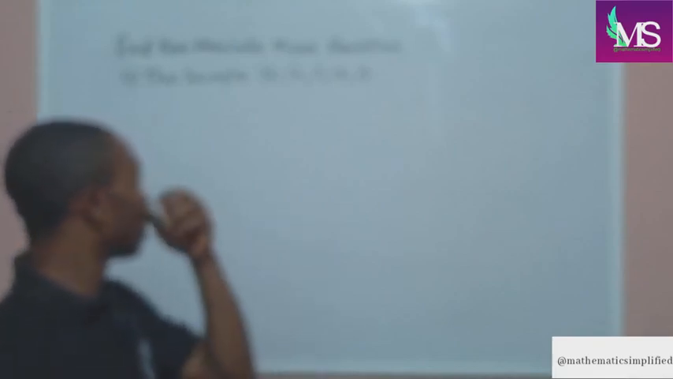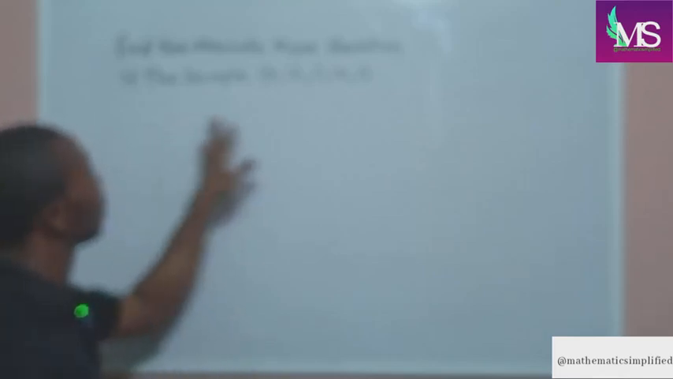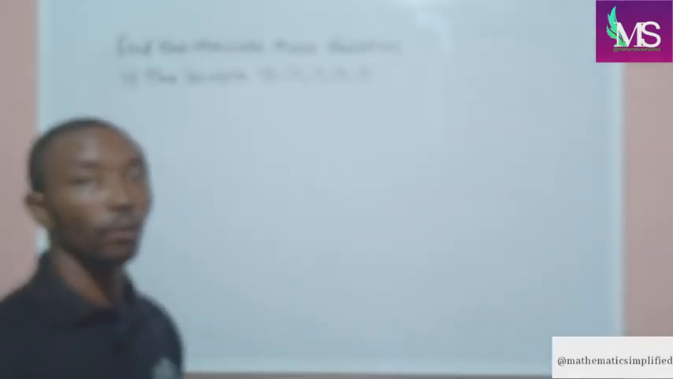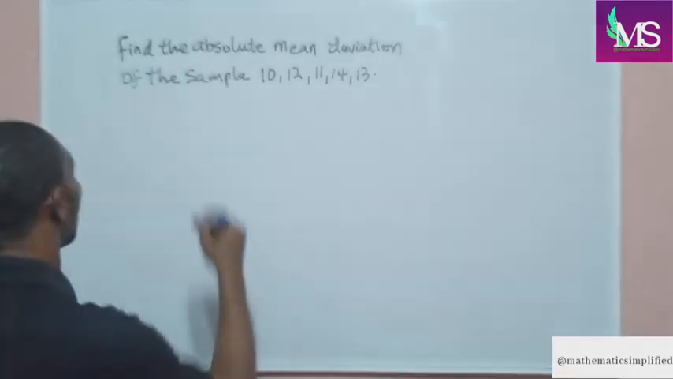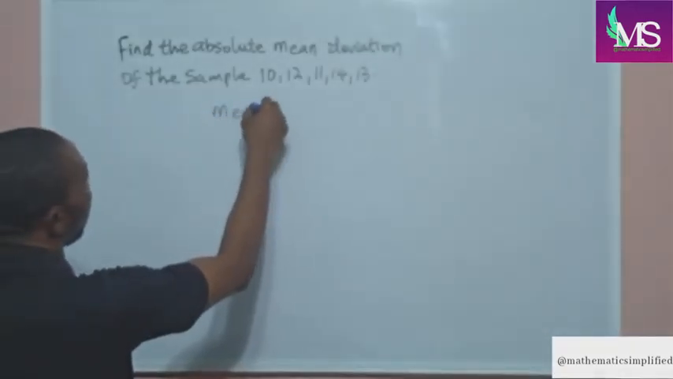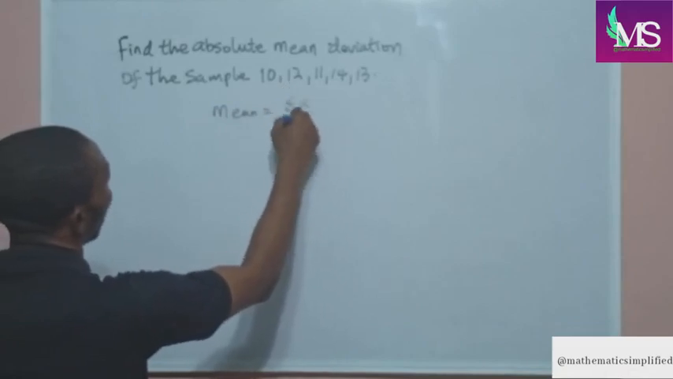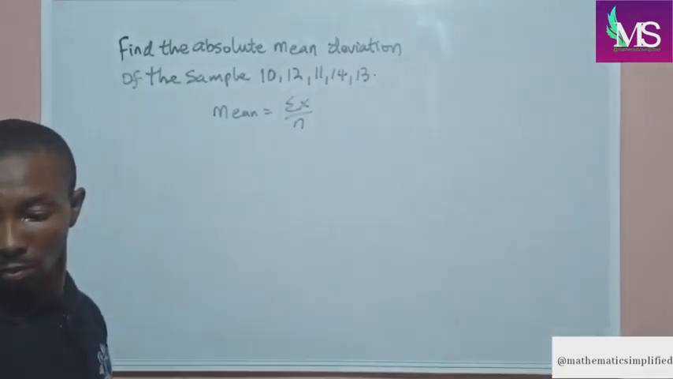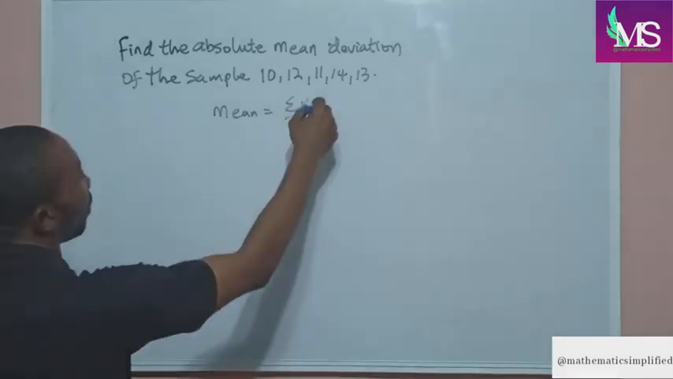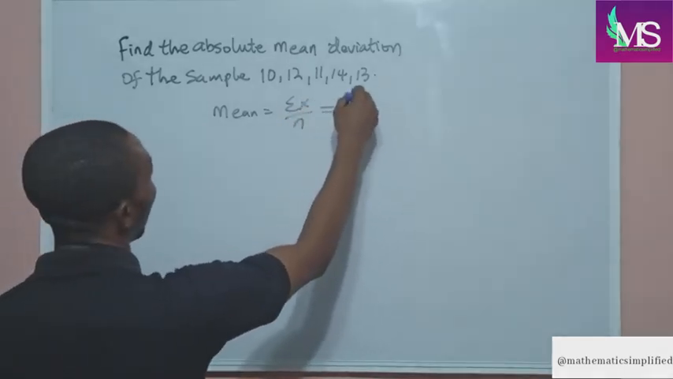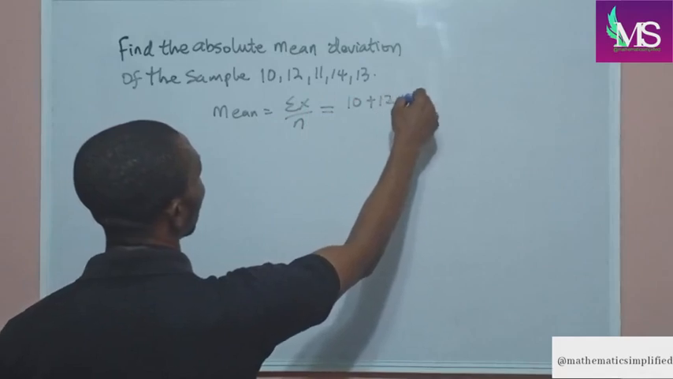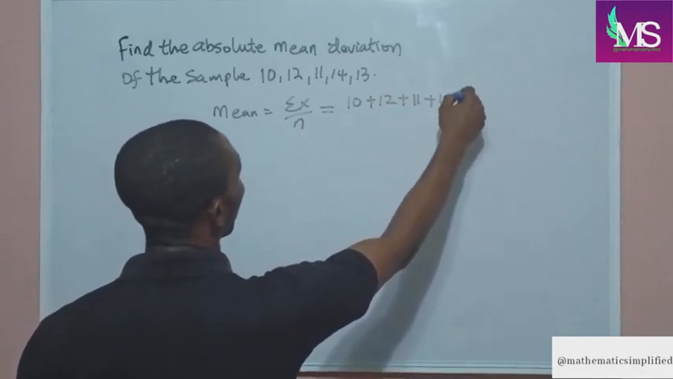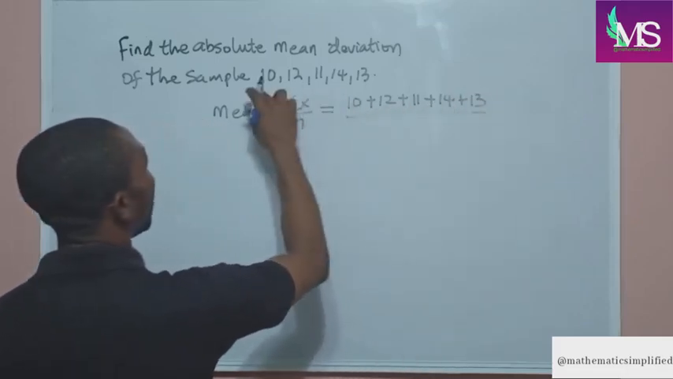Our next question says, find the absolute mean deviation of the sample 10, 12, 11, 14, and 13. Now, in order to find the mean deviation, we'll first of all look for the mean. And how do we calculate mean? Mean equals sigma x over n. So this will give us 10 plus 12 plus 11 plus 14 plus 13 all over, how many are they? 5.